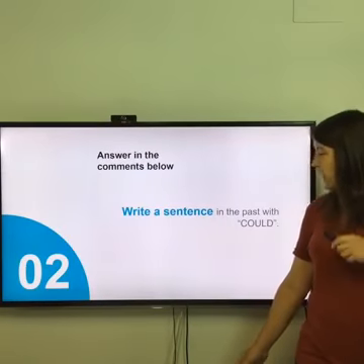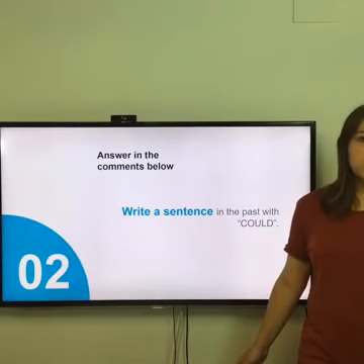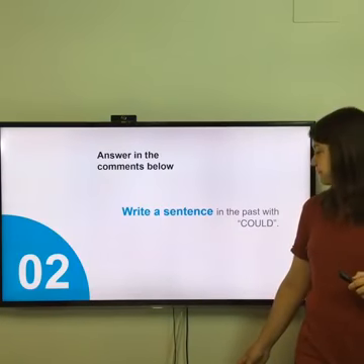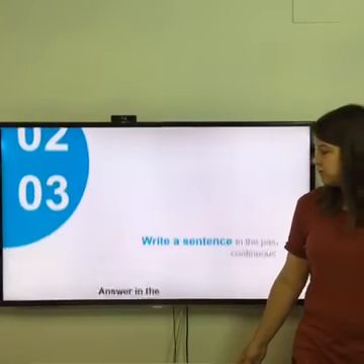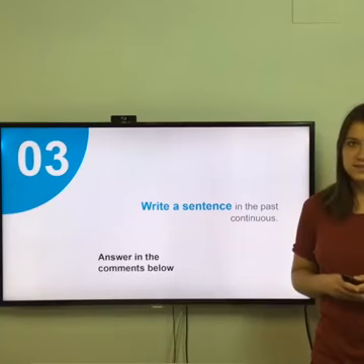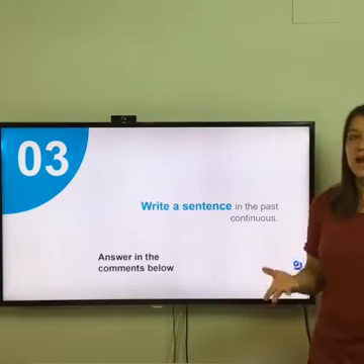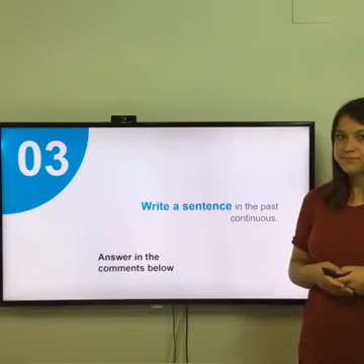Number 2, write a sentence in the past with could. Okay, when do we use could? If you can think of an example, write it in the comments. And finally, write a sentence in the past continuous. Do you remember when we use the past continuous and how to form it? If so, write an example.